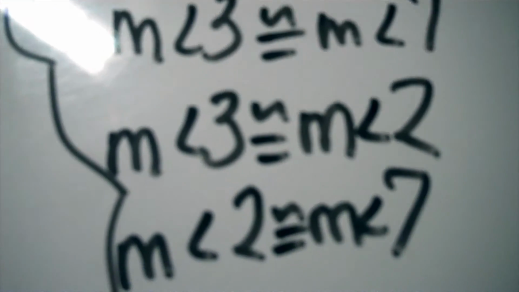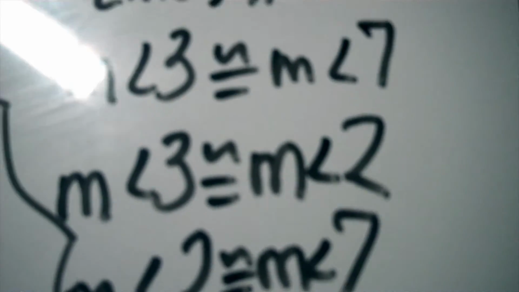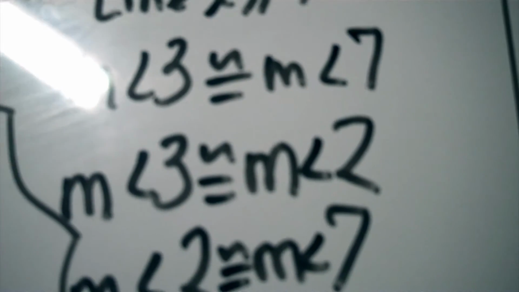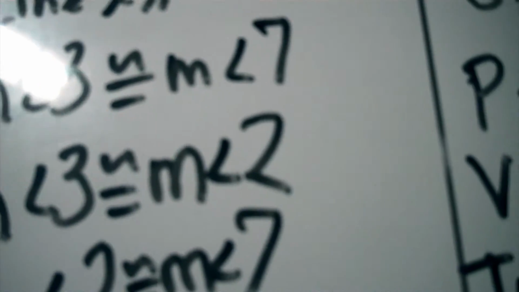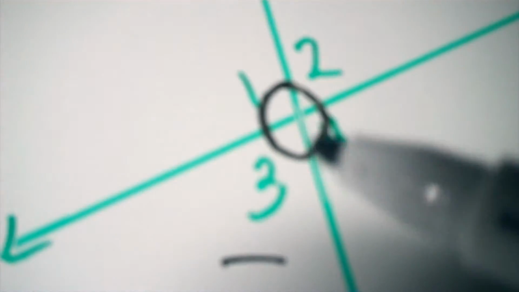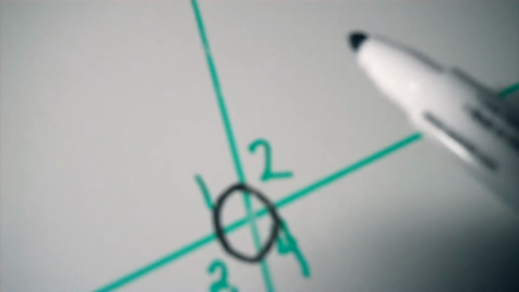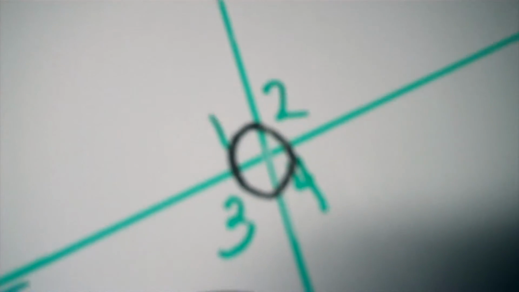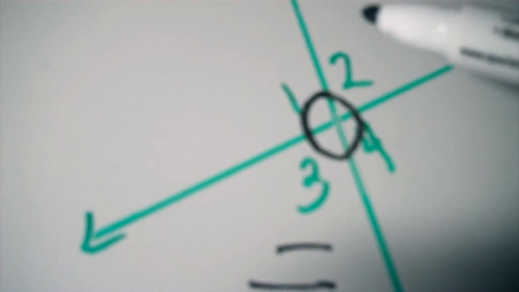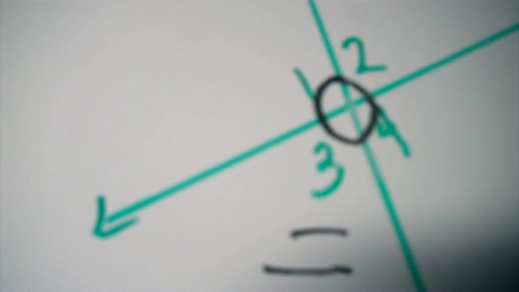Then next, we went on and used our common thread angle 3, and we said that the measure of angle 3 is congruent to the measure of angle 2 because vertical angles are congruent. And as we could see, since they are vertical to each other, that means that the measures of their angles are congruent.